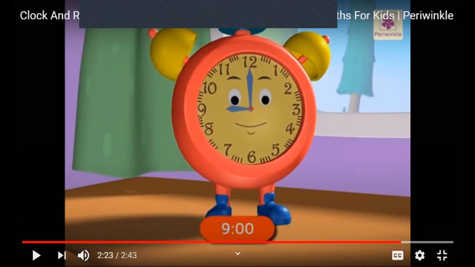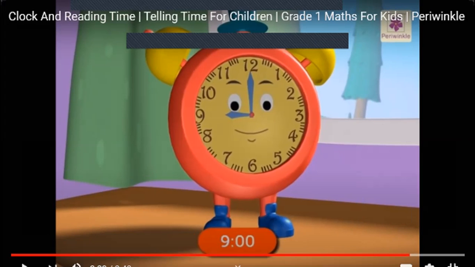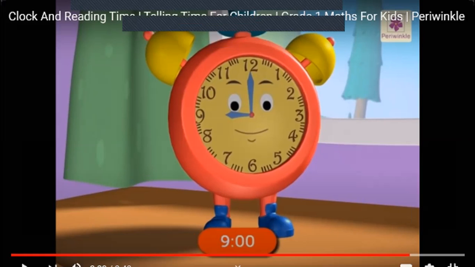Okay, now children, look at this clock carefully. I hope you all can see that there are 12 numbers on the face of a clock. You all are able to see these 12 numbers, right? But we have learned that there are 24 hours in a day. How many hours in a day? There are 24 hours in a day. But we can see that there are only 12 numbers on a clock. So what happens?